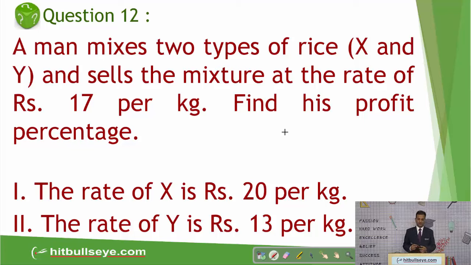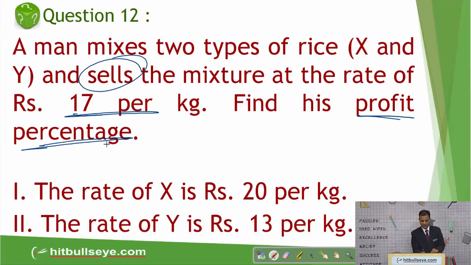A man mixes two types of rice, X and Y, and sells the mixture at the rate of 17 per kg. Selling price is given, 17. Find his profit percentage. Profit percentage means, again we know the formula, profit upon cost price into 100. Now the first option, the rate of X is rupees 20 per kg.